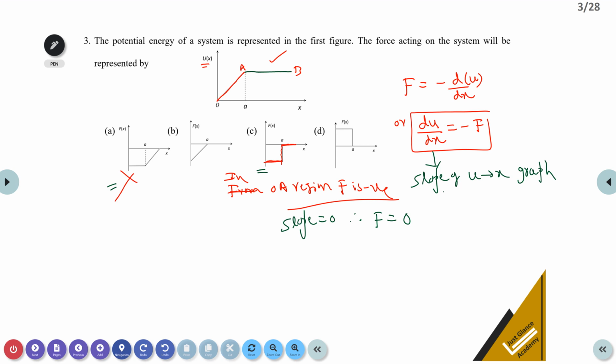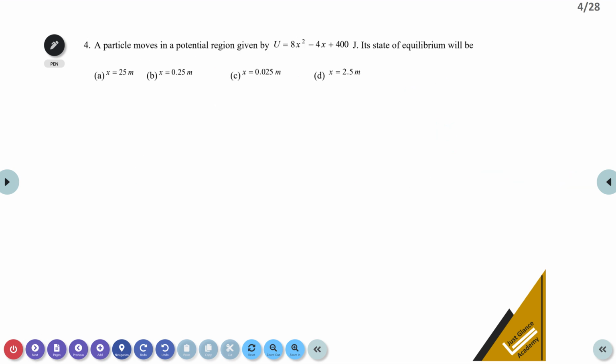Okay. Now the right answer is C. Next, a particle moves in a potential region given by U equal to, has given the value of U, in terms of joules. Its state of equilibrium will be, equilibrium means equal to what?